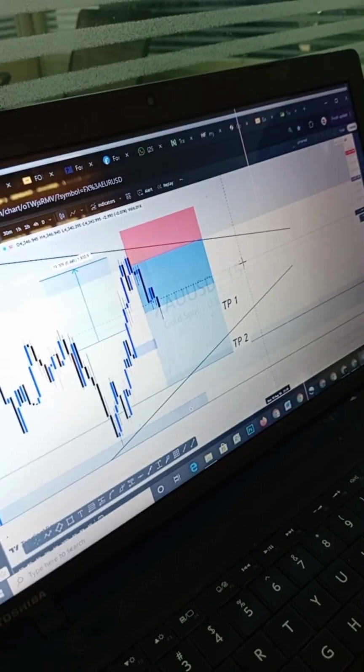So this is what we're currently floating. Easy peasy, very clean. We're still holding.